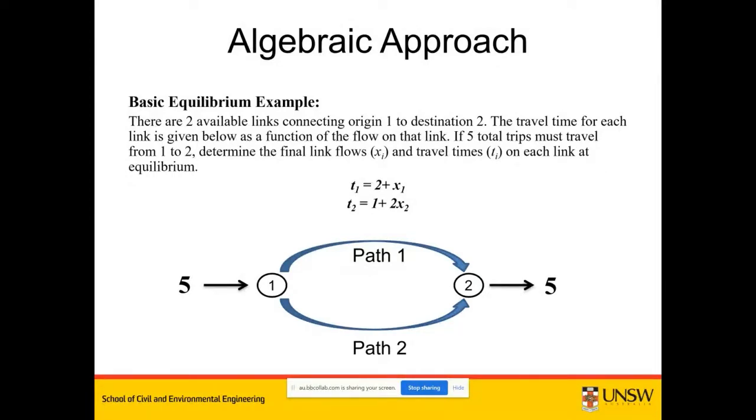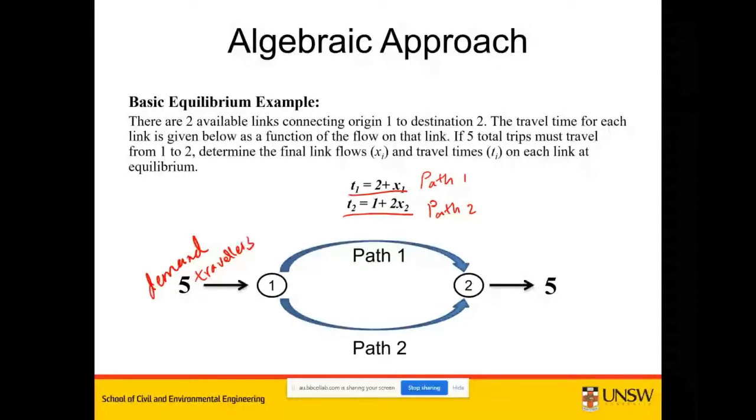So T1 is 2 plus x1 and T2 is 1 plus 2 times x2. So this is path 1 travel time, and this is path 2 travel time. Okay. If the demand is 5 trips going from 1 to 2, so 5 travelers is my demand. So 5 travelers going from 1 to 2. Determine the final link flow xi and the travel time ti on each link at equilibrium.